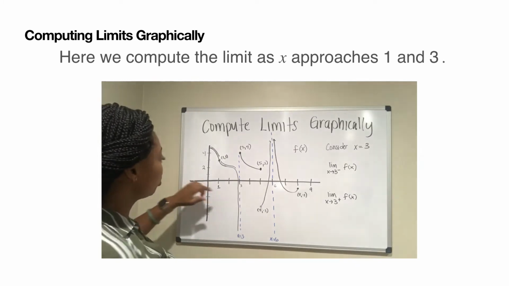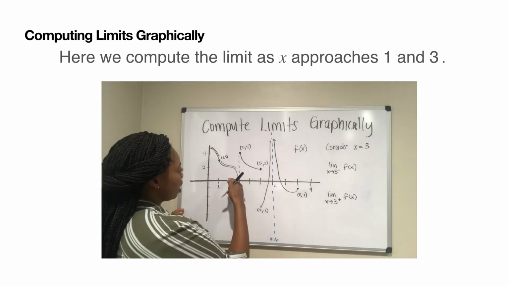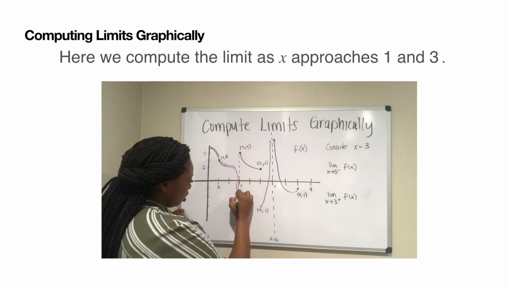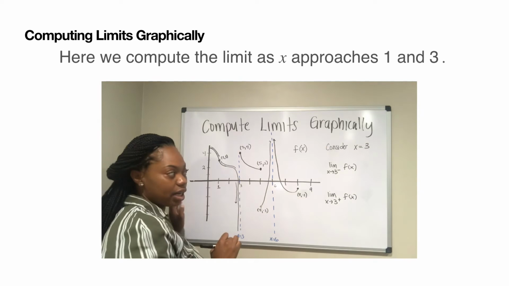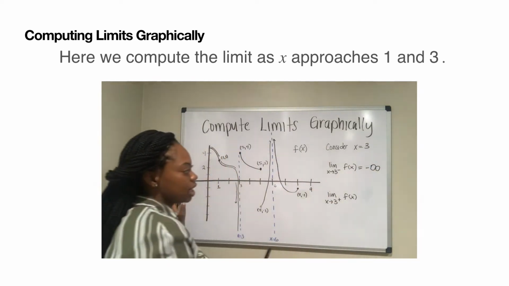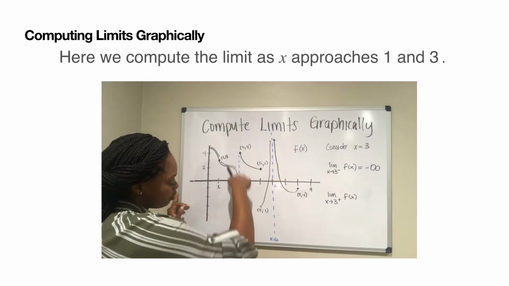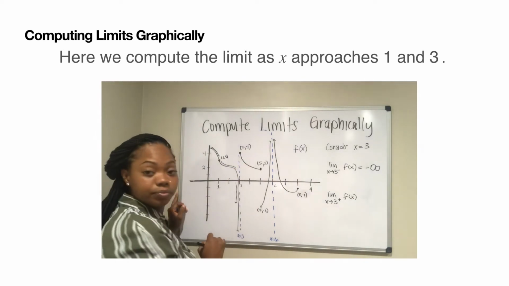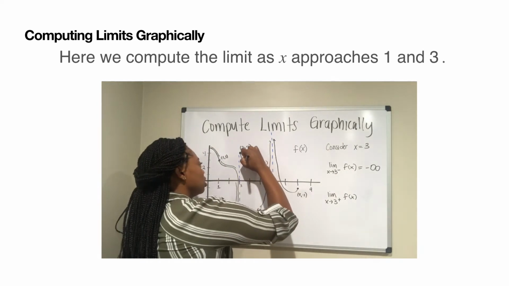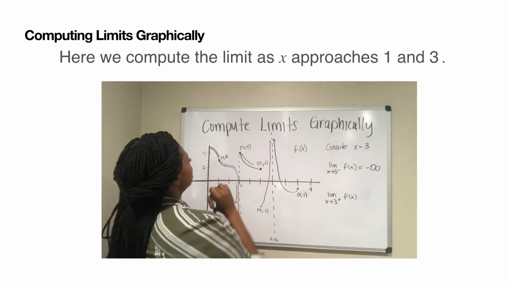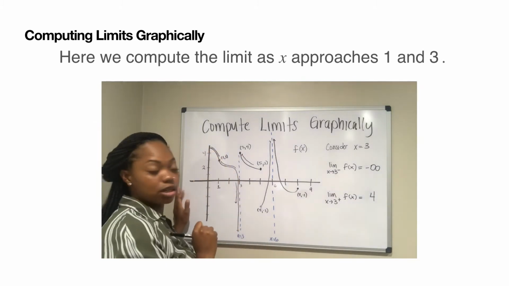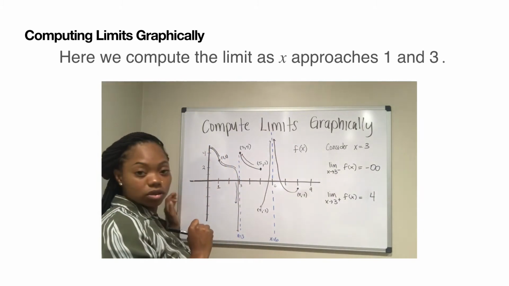Okay, if I'm approaching 3 from the left, that means I'm looking at values less than 3. So for values less than 3, my graph is going down to negative infinity. So here we would say that the limit is equal to negative infinity. That is because as I approach 3 from the left, my graph just goes down to negative infinity. As I approach 3 from the right, I see my graph is getting closer and closer to the y value 4. So we have that the limit as it approaches 3 from the right is equal to 4.